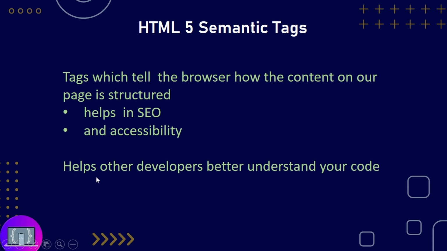Another very important reason for using semantic tags on our websites is that other developers are going to better understand our code. These HTML5 semantic tags are very meaningful. Using them on your website just gives an idea of why you are using this semantic tag at this position. So other developers looking at your code are going to easily understand it if you use HTML5 semantic tags.